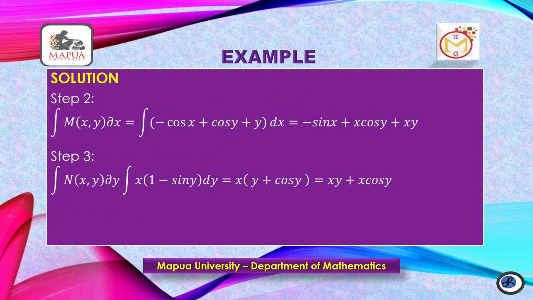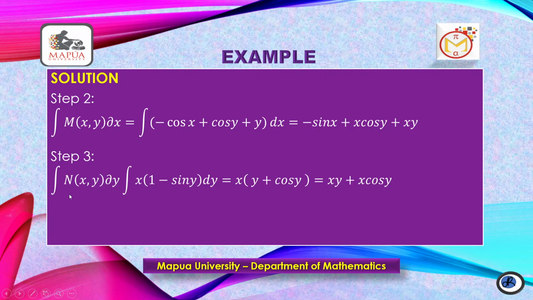Then we can continue with the solution of an exact equation, where we integrate M as a function of x,y with respect to dx. We will consider y as constant. So we have here the integral of negative cosine x dx. The integral of cosine is sine, so we have negative sine x here. And then for the cosine y dx, cosine y is constant, so we have x cosine y. And then y dx, y is constant, so we have xy here.